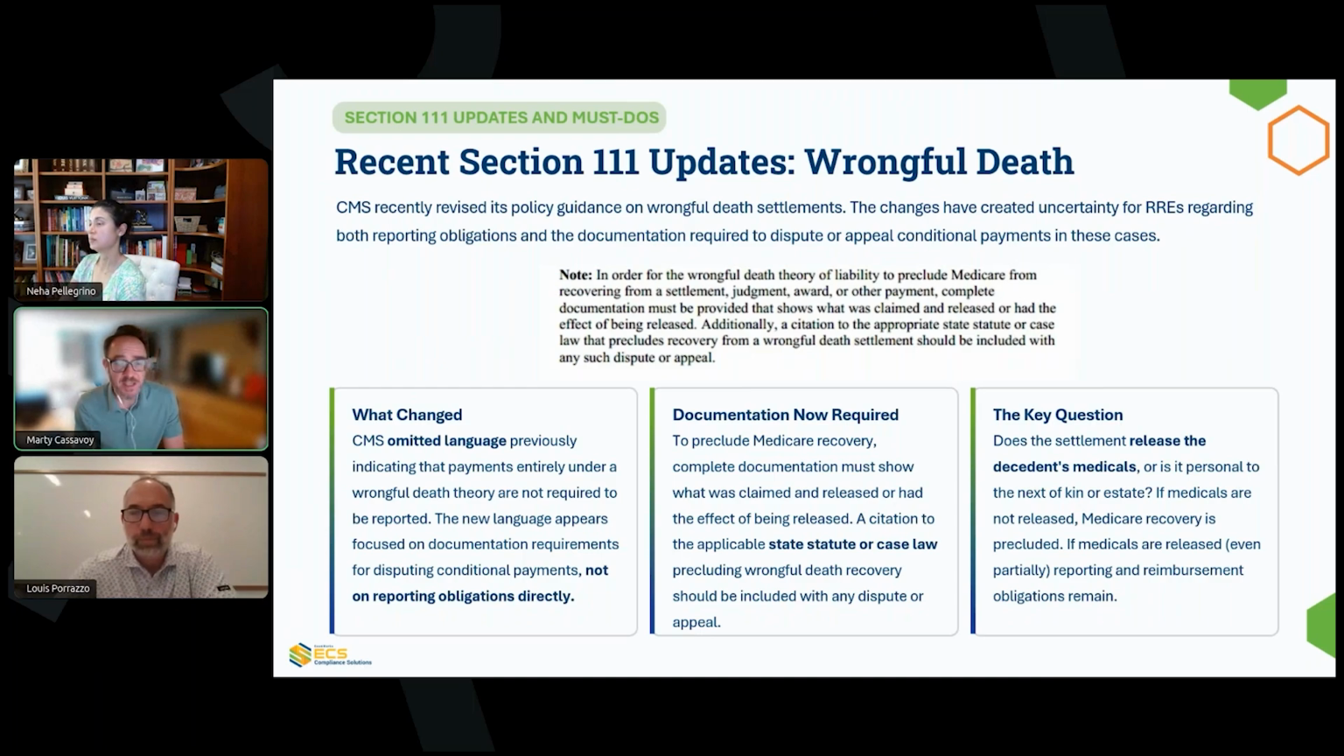So with that being said, we're through Section 111. Now it's time to come back to Neha, and she's going to walk us through the lien obligations, conditional payments, and all of that good stuff when it comes to liability cases. Sure. So if we can move to the next slide.